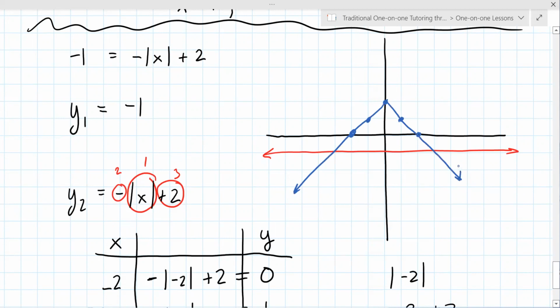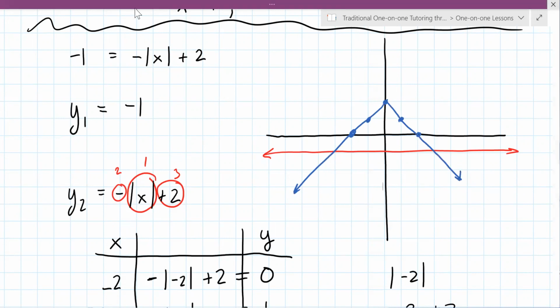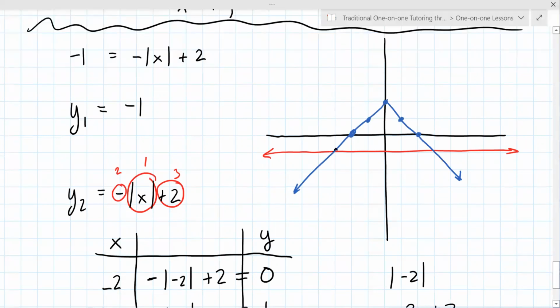So then you ask yourself, okay, do these lines intersect? They do. What are the ordered pairs where they intersect, please? Start here. 3 and 1. 3 and -1. Negative 3 and 1 is up here.